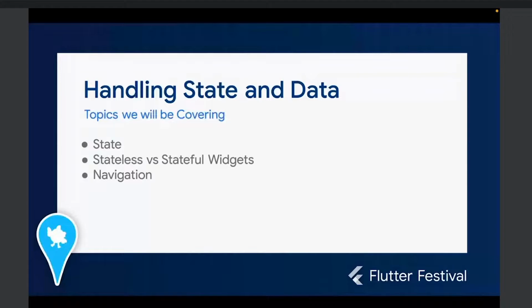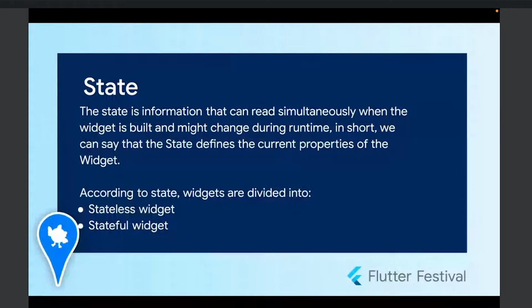The first thing that we'll cover is state. What is state? State in general is the info about a widget, that is, what the widget does. It can be read once the widget is built. Once the widget is built, the state is defined, like what the widget will do. And we know that Flutter uses the widget approach, that is, Flutter is designed mostly by using widgets. Our widgets are mainly divided into two types, stateless widgets and stateful widgets.